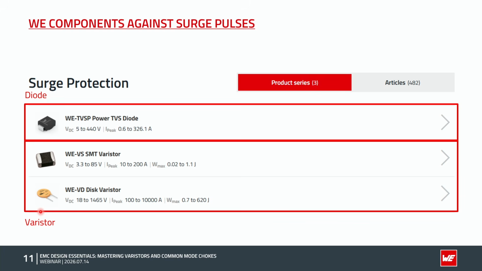Next, we have the THT varistors. It's the biggest component among all three, and its diameter can reach up to 23 mm. Finally, we have the multi-layer varistor. It's also a varistor, but used for SMD mounting.